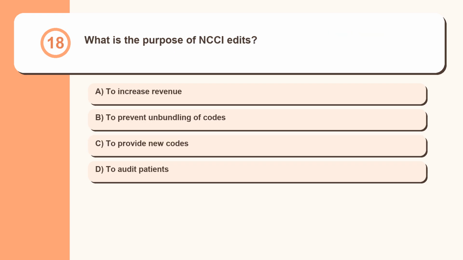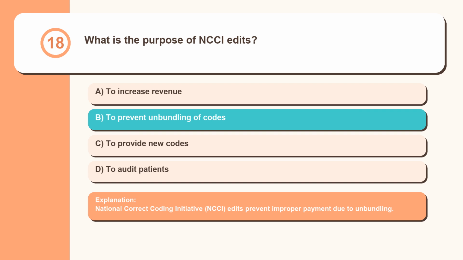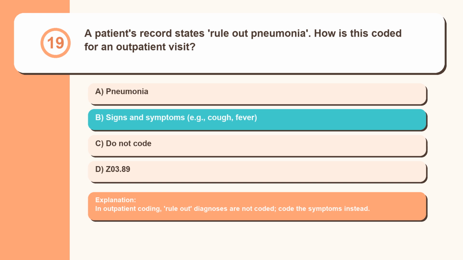Question 18. What is the purpose of NCCI edits? To increase revenue. To prevent unbundling of codes. To provide new codes. To audit patients. National Correct Coding Initiative, NCCI, edits prevent improper payment due to unbundling. Question 19. A patient's record states rule out pneumonia. How is this coded for an outpatient visit? Pneumonia. Signs and symptoms, for example cough, fever. Do not code. Z03.89. In outpatient coding, rule out diagnoses are not coded. Code the symptoms instead.